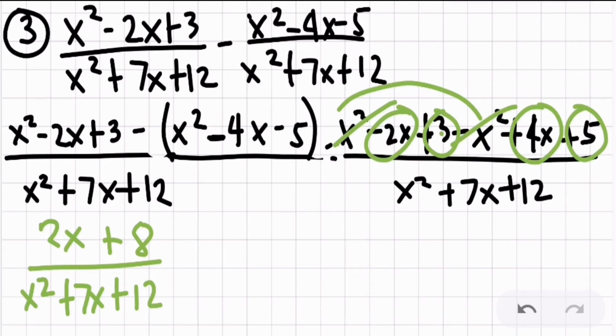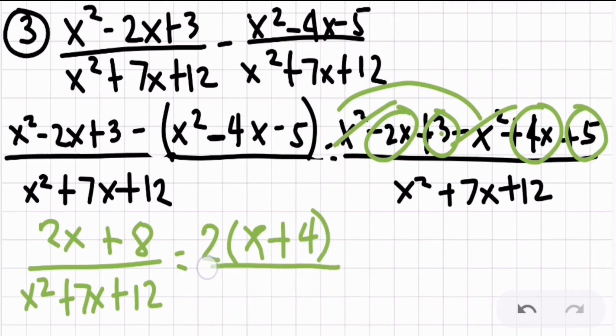Now let's try to factor both numerator and denominator to see if we can still simplify it further. So in the numerator, we can do common monomial factoring. We can factor out 2. So 2x divided by 2 is x, and then plus 8 divided by 2 is 4.